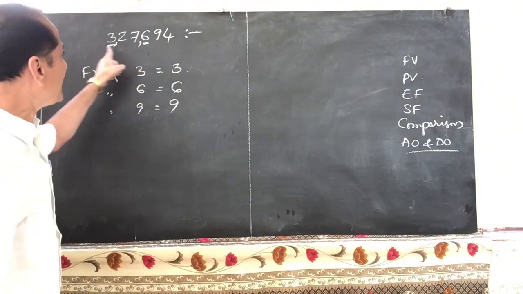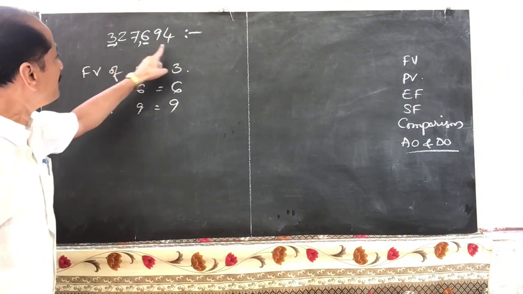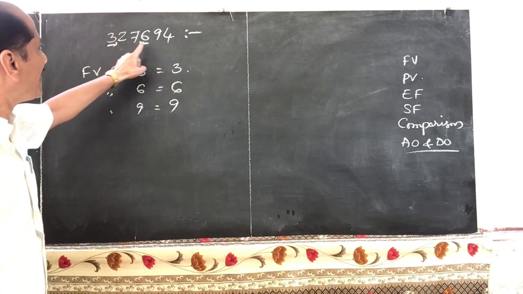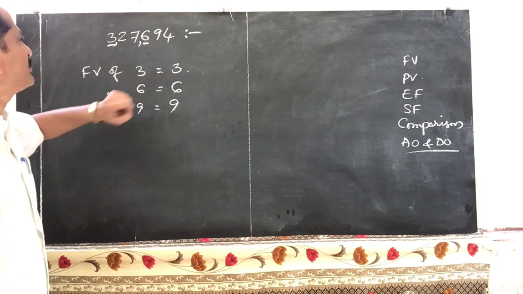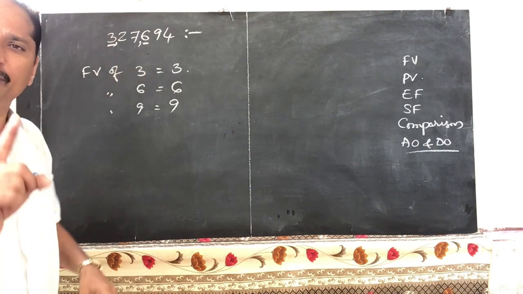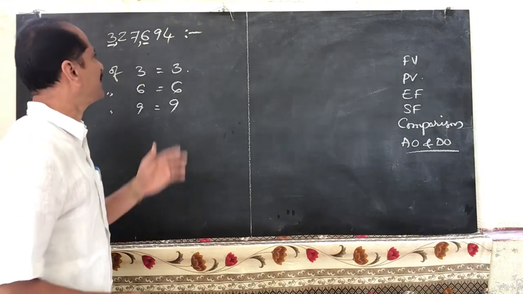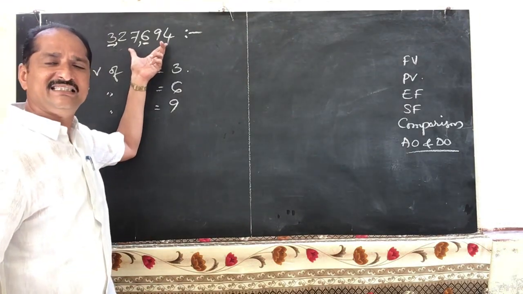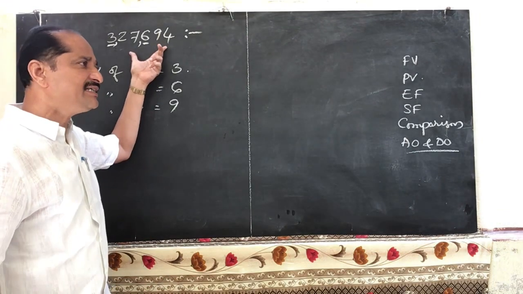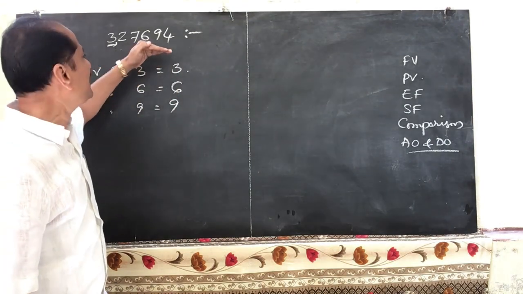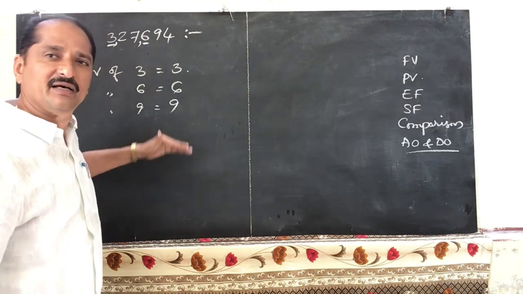So this is a number. This number has 6 digits. So the digit and the number are different. A digit is different from the number. Now in this 6-digit number, we have 6 digits. The face value of any digit can be read like this.